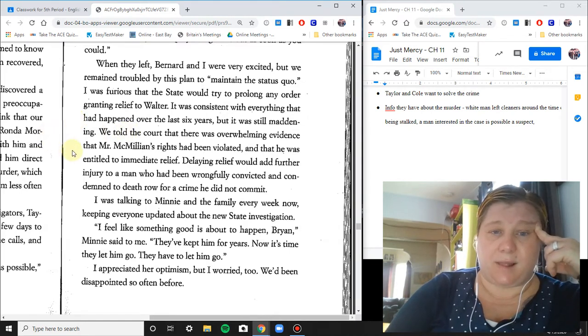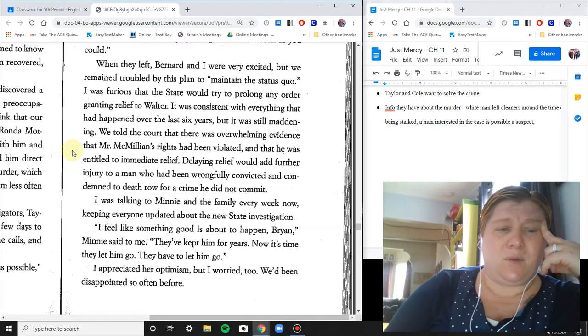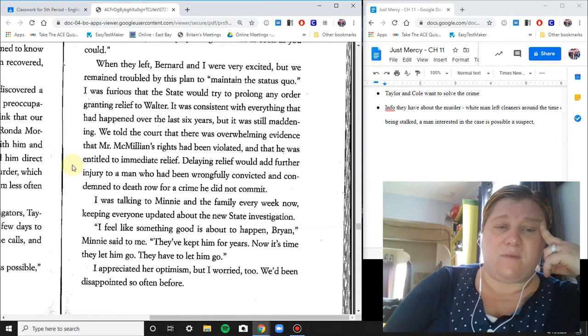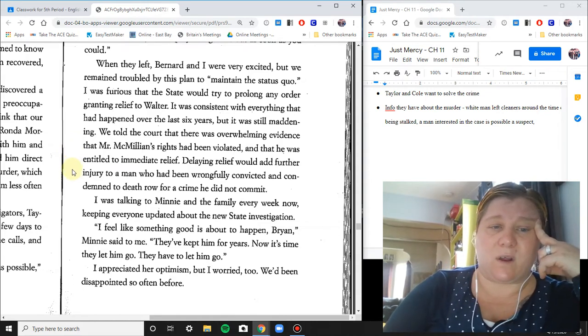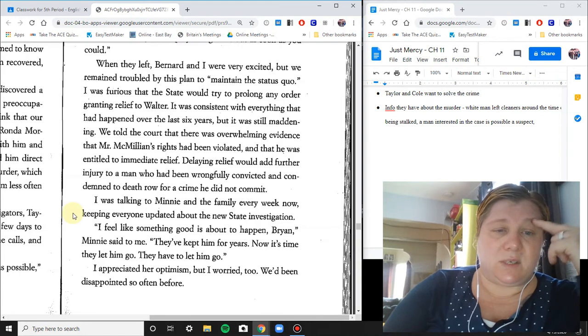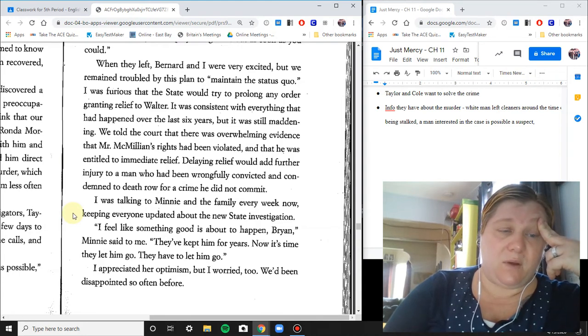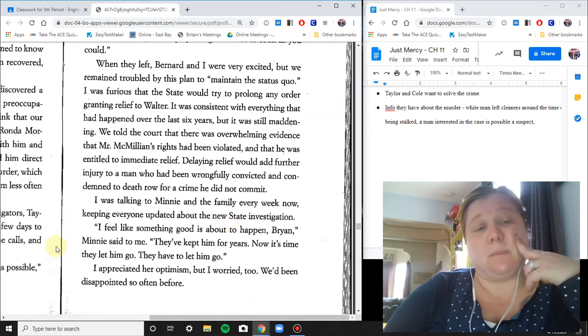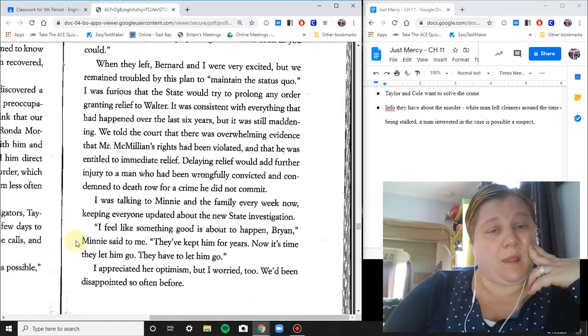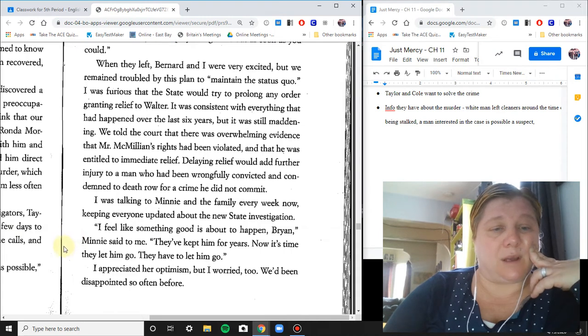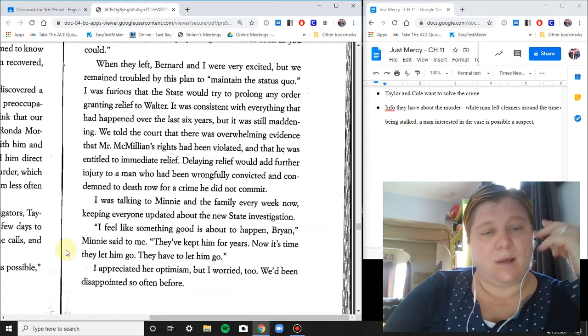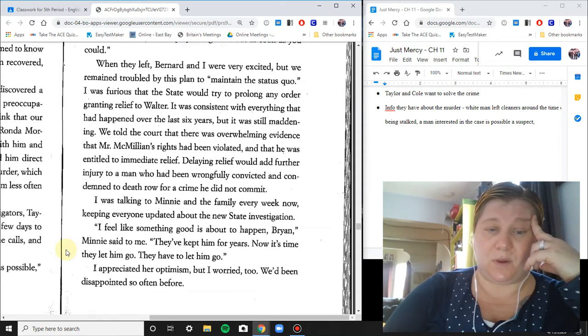We told the court that there was overwhelming evidence that Mr. McMillan's rights had been violated and that he was entitled to immediate relief. Delaying relief would add further injury to a man who had been wrongfully convicted and condemned to death for a crime he did not commit. I was talking to Minnie and the family every week now, keeping everyone updated about the new state investigation. Remember, Minnie is Walter's wife. "I feel like something good is about to happen, Brian," Minnie said to me. "They've kept him for years. Now it's time they let him go. They have to let him go."